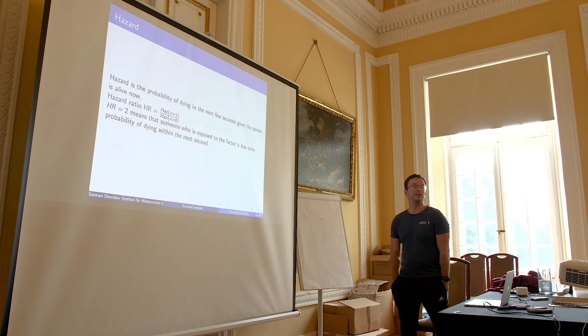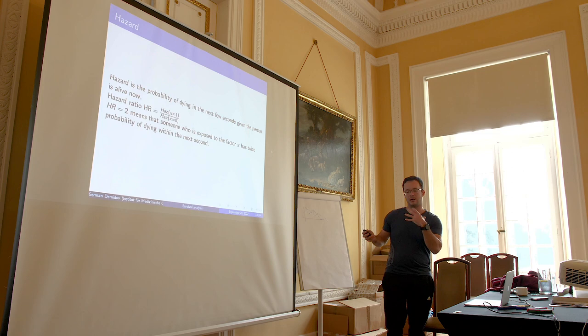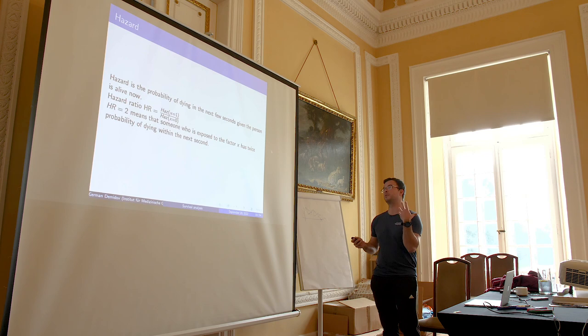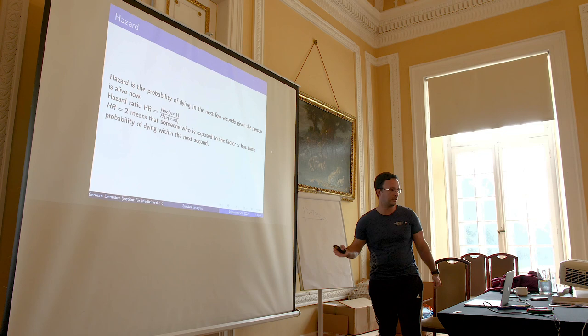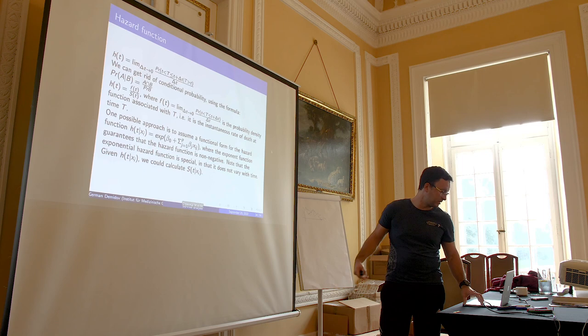Hazard ratio, people speak about hazard ratio a lot in the medical literature. What is it? It's the ratio between the hazard if the same patient had been exposed to the factor, for example if the patient was a smoker, divided by the hazard if the patient was not exposed to this factor. So a hazard ratio greater than one means that the probability of dying within the next seconds for the exposed person is higher.